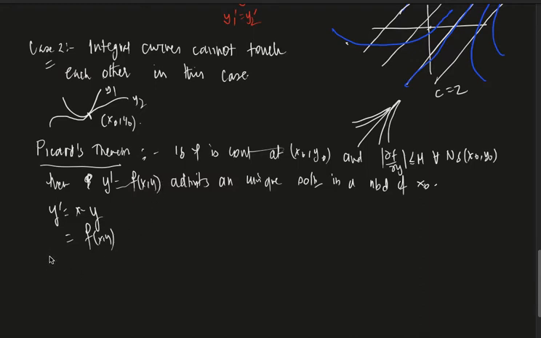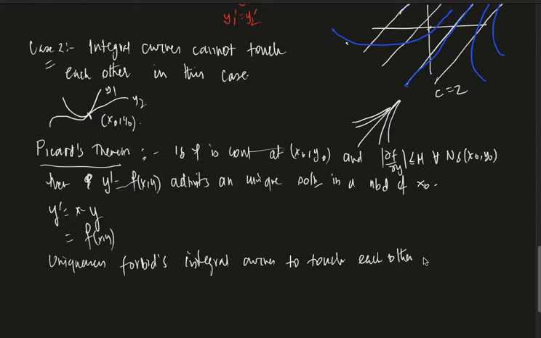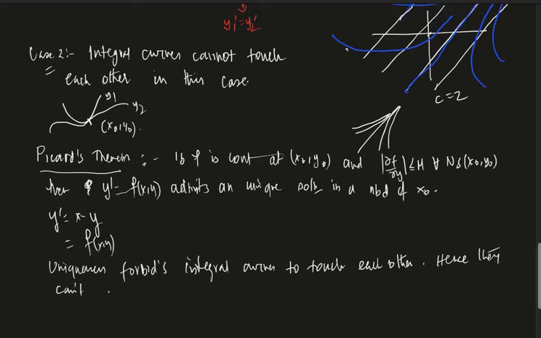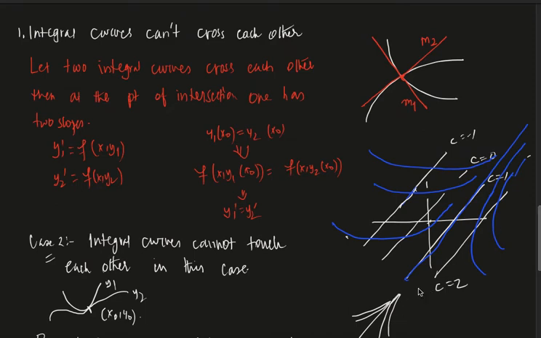So uniqueness forbids integral curves to touch each other. Hence they can't. Essentially, what I'm trying to say is, this thing won't happen.